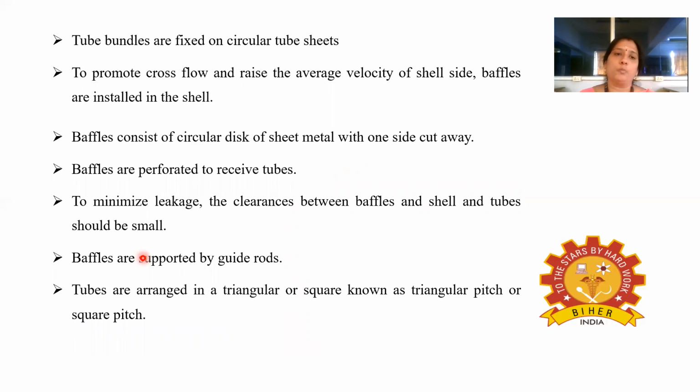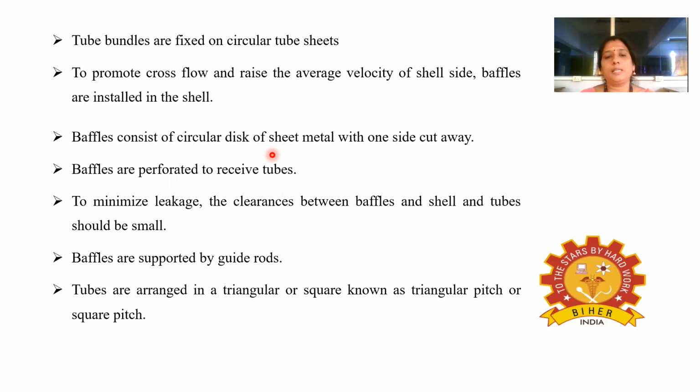The number of tubes is called the tube bundle. These are fixed in the tube sheets. And to promote the cross flow and raise the average velocity of the shell side, baffles are installed in the shell. Baffles are nothing but circular discs of sheet metal with one side cut away. And these baffles are also perforated to receive the tubes. Then only the tubes can be inserted in the baffles also.